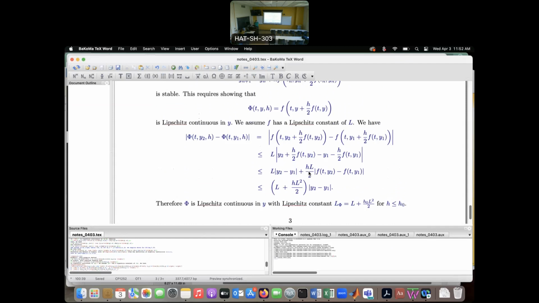Okay. That's as far as notes go today. So on Monday, I'll pick up with how you show stability for multi-step methods, which is very different. Actually, it's simpler. And then how we use consistency and stability together to show convergence. And then also talk about what it means for ODEs to be stiff and the difficulties that poses.